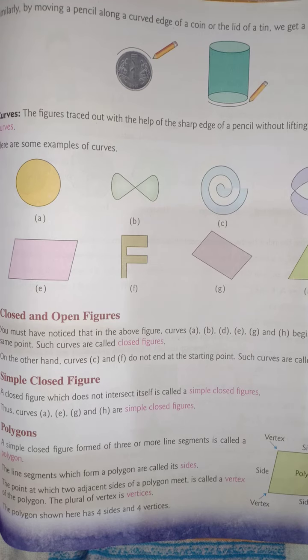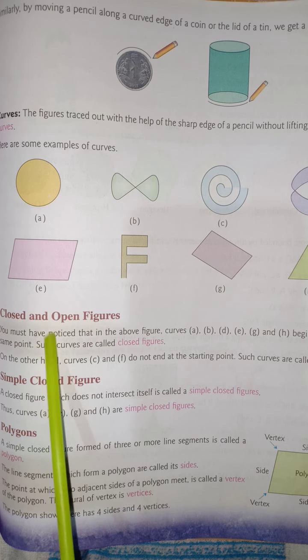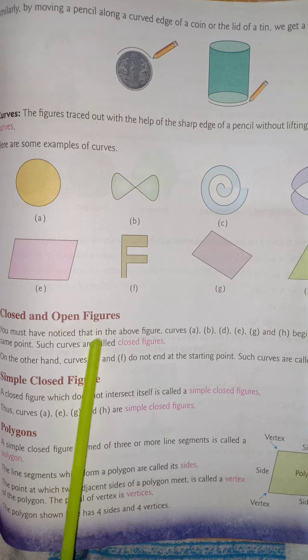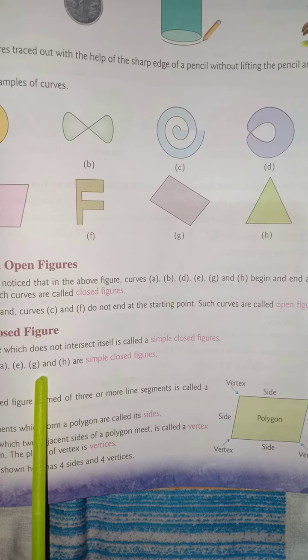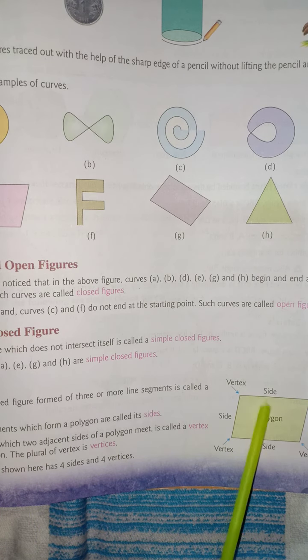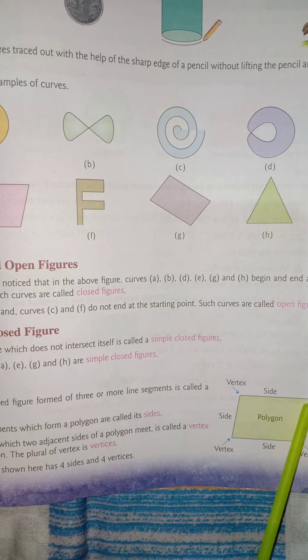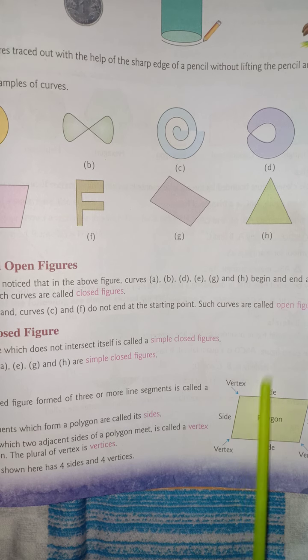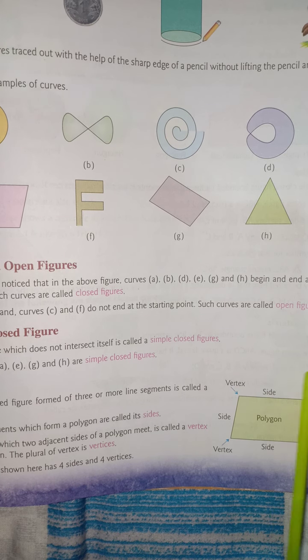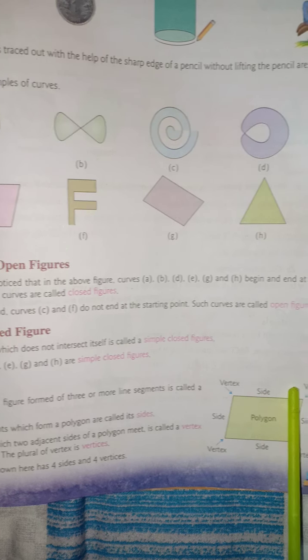What are closed and open figures? See this one, polygon. A simple closed figure. This one is a closed figure. Three or more line segments make a polygon. The line segments of a polygon are called sides. The point at which two adjacent sides of a polygon meet is called a vertex of the polygon. The plural of vertex is vertices.